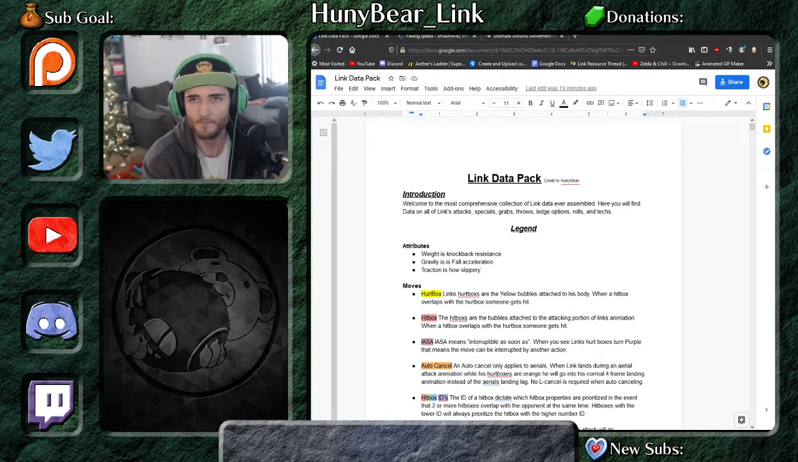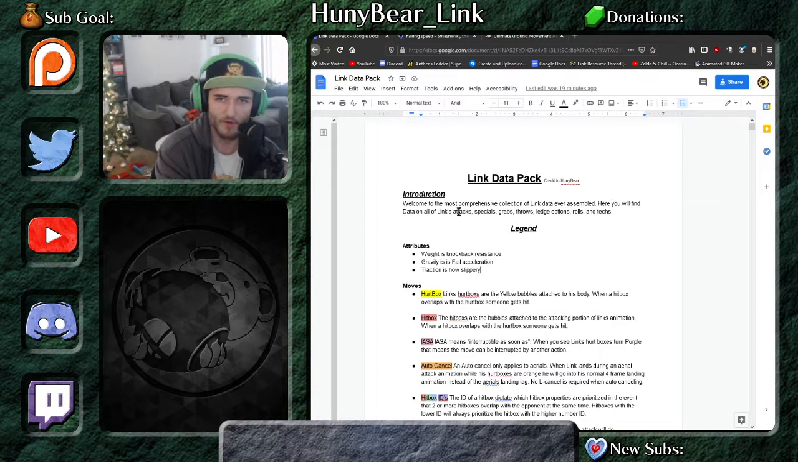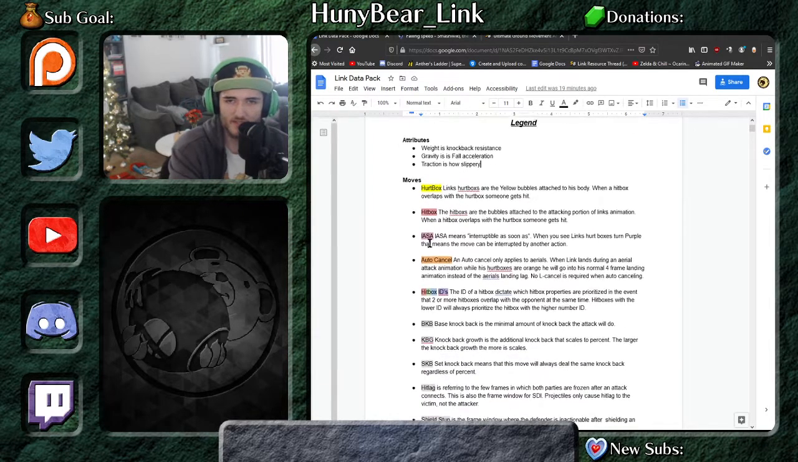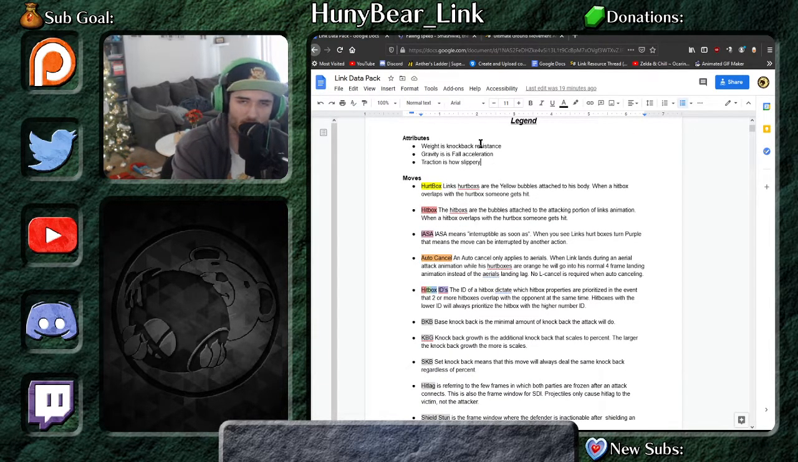So let's see here. This here is my Link data pack. It's the most comprehensive Link resource ever assembled. Here you will find Link's data on all of his attacks, specials, grabs, throws, ledge options, rolls, and tech. And the first thing you're going to see is the attributes. We're going to ignore that for now. We're going to go over that in a separate video. For right now, we just need to see all of this stuff.